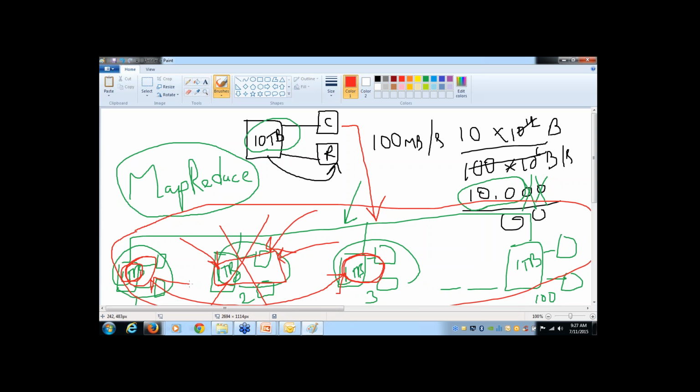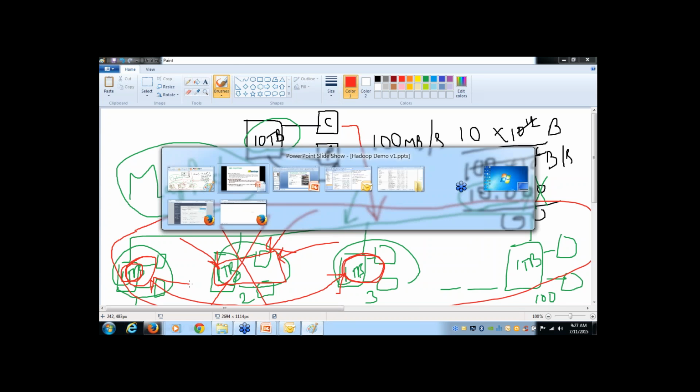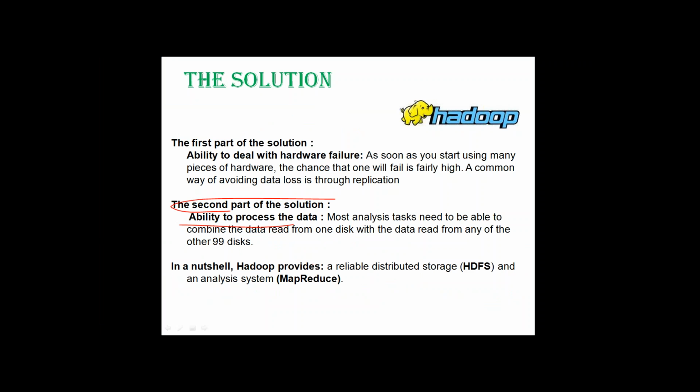So we are talking about two fundamental problems here. One is how to deal with hardware failure, and the other one is how to deal with coordination among the processing computers. Hadoop provides these answers, of course. The first one is provided by something called HDFS, Hadoop Distributed File System, and the analysis system, the second one, is provided by something called MapReduce. So in a nutshell, Hadoop is made out of these two, HDFS and MapReduce.